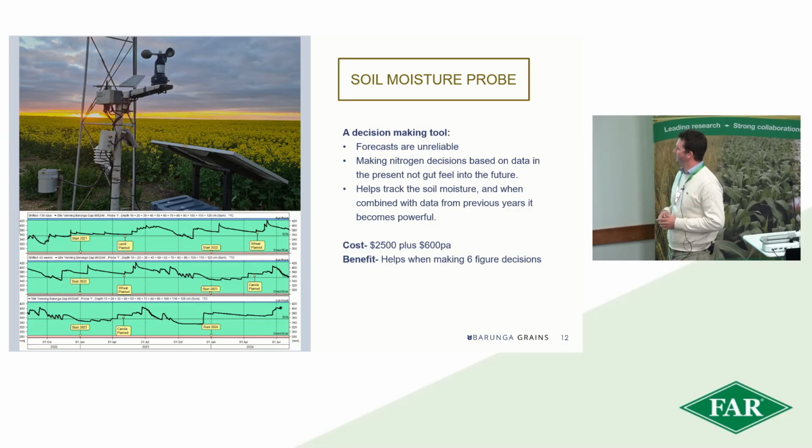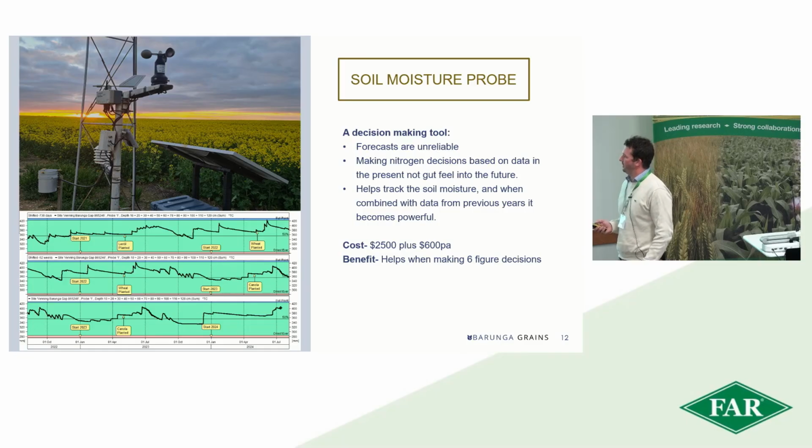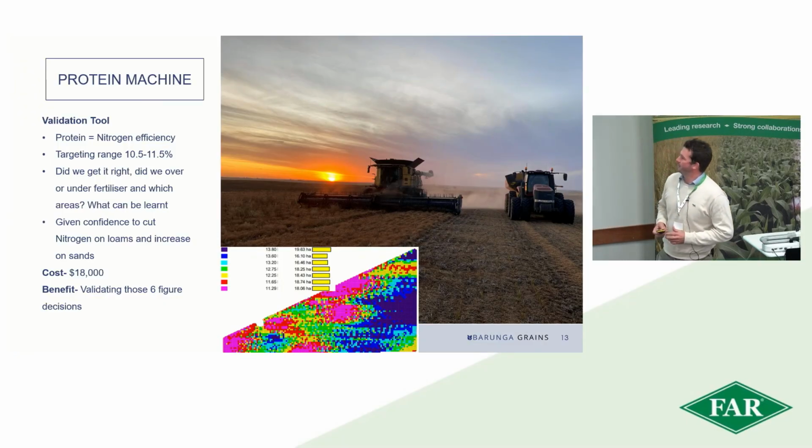Cost soil moisture probe $2,500 plus $600 per annum, but it helps you when you're making 6-figure decisions. So I think that's a great investment on our farm. So protein machine. We've got a protein machine in our combine. So protein for us is all about nitrogen efficiency.